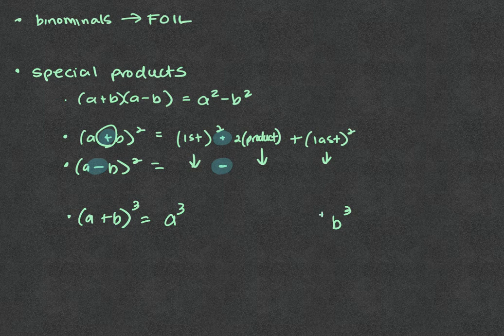So this is going to be plus or minus depending on the sign here. And then this is going to be plus or minus depending on the sign again. So it would be 3a squared b, and then plus or minus 3ab squared. So those signs will change depending on the sign in between.